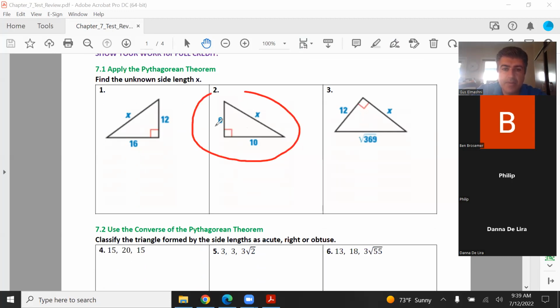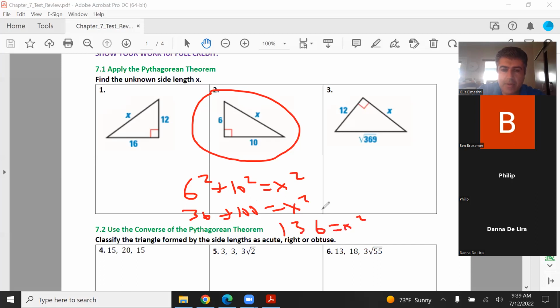So right here, you have 6 squared plus 10 squared equals x squared, right? Very simple. So 36 plus 100 equals x squared. 136 equals x squared. Very good. Therefore, x is root 136. Not that hard, right? Very easy.